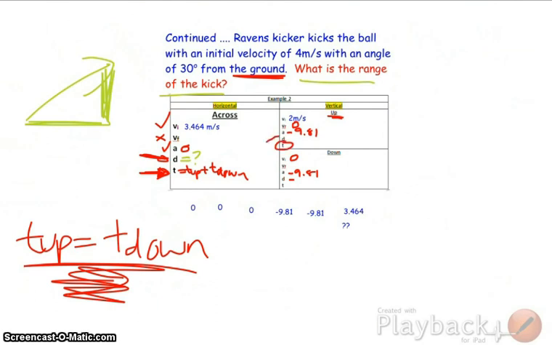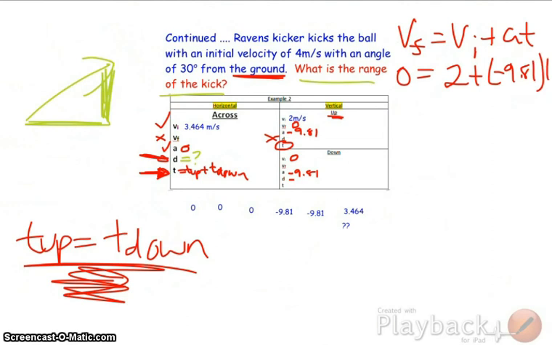We're going to pick the equation without D. So VF equals VI plus AT. VF is 0. VI is 2 plus negative 9.81 times T. And we get 0.2 is our time. So if we know our time up is 0.2, in this case we know our time down is 0.2. Now if that wasn't the case, if let's say it landed on a cliff that was 3 meters above it or something, then you would have to find D and use that D to find that time. But luckily, we don't have to do that.